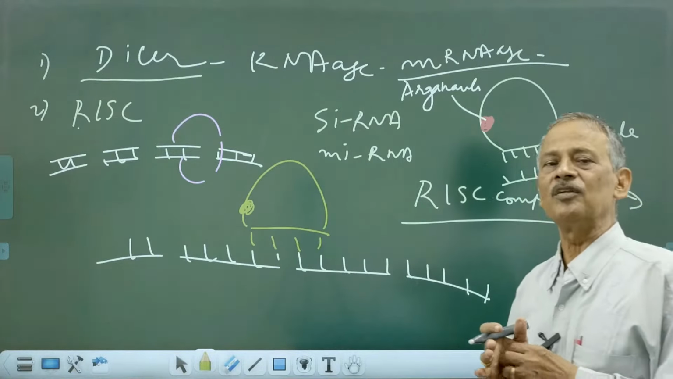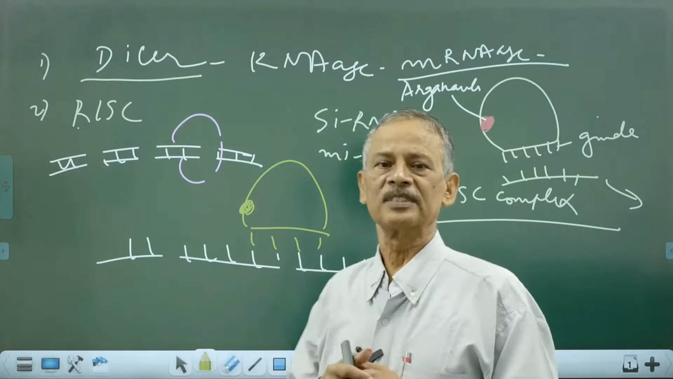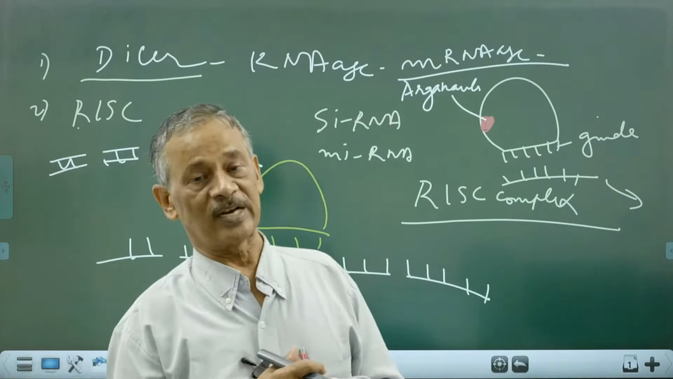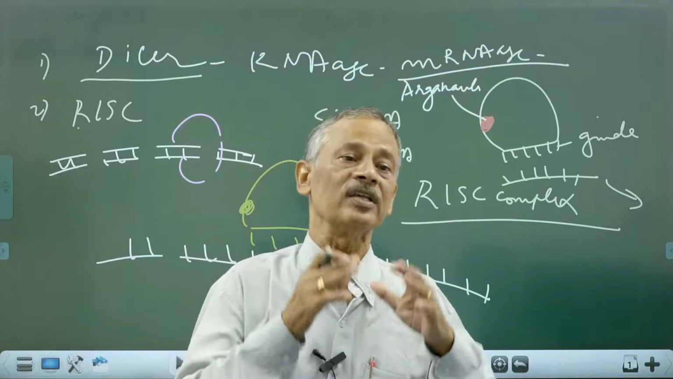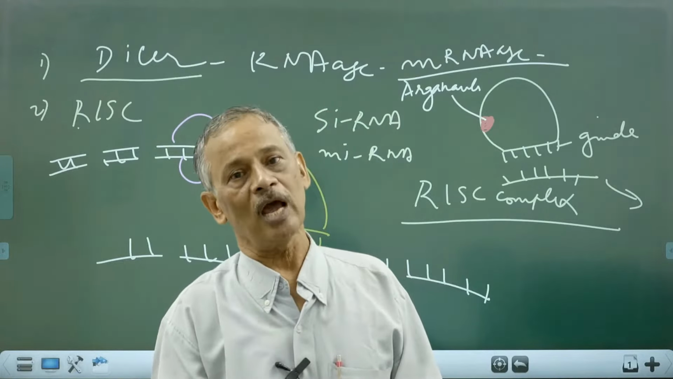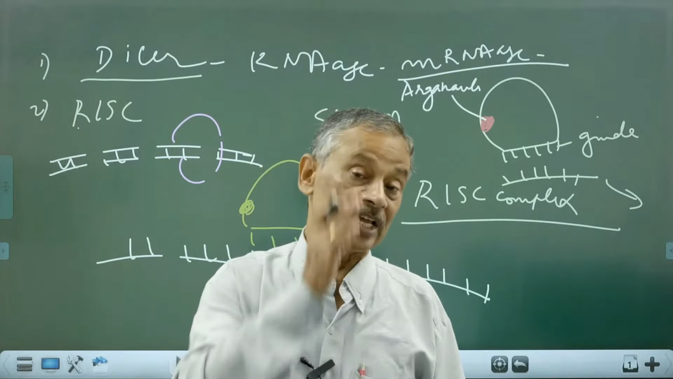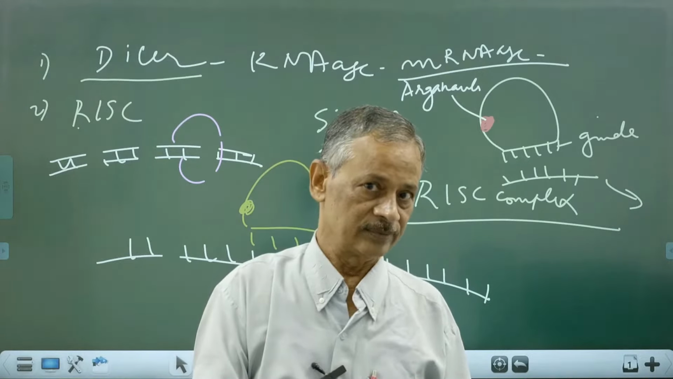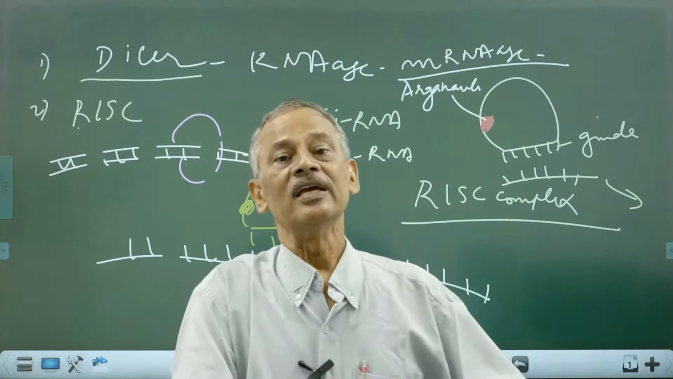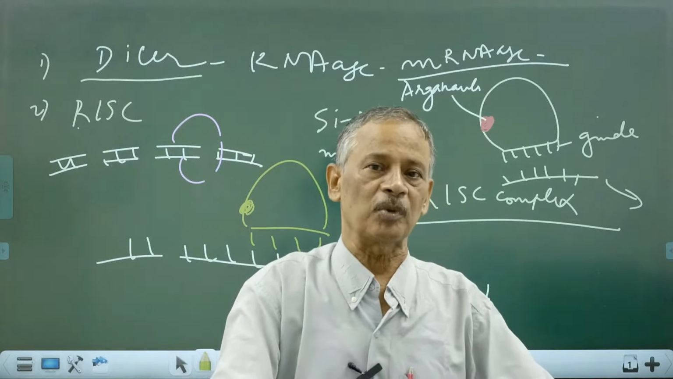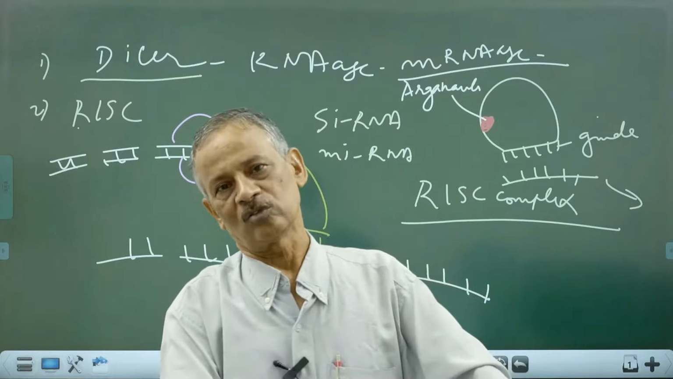That is why this mechanism is called RNA interference. That mRNA is interfered. It is not allowed to express, to produce this character. This technique we have studied. This is the intracellular defense mechanism of eukaryotes.